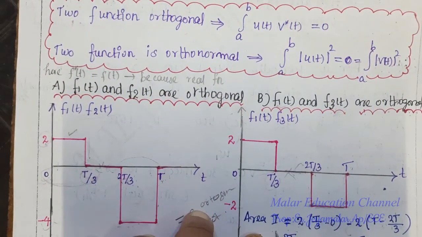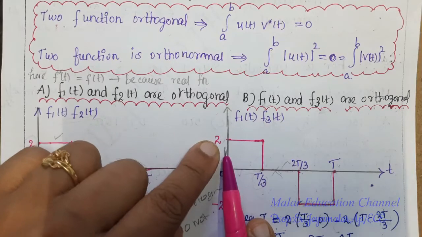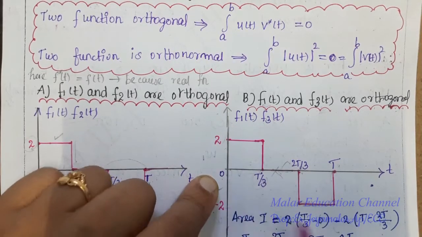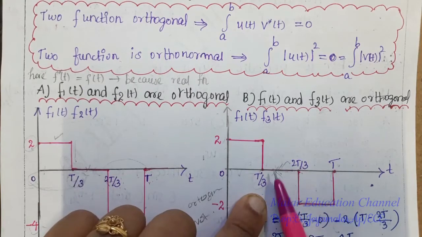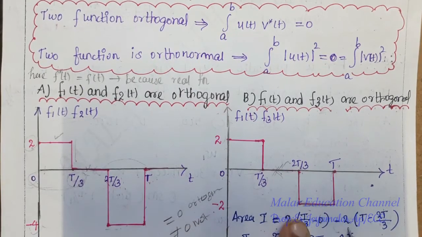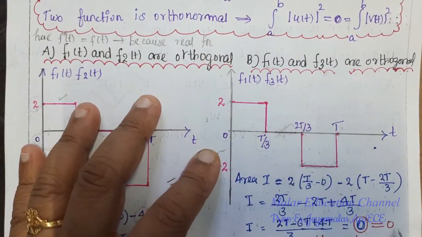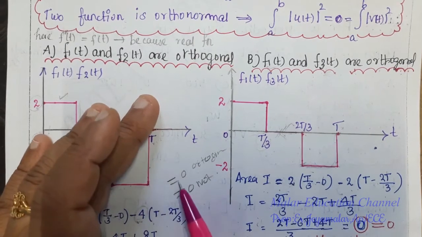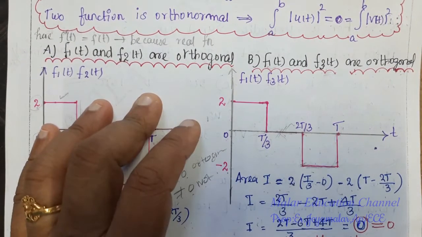Now find the value of area. That's I equal to 2. Amplitude is 2, isn't it? Limit, upper limit minus lower limit. 2 into upper limit t by 3 minus 0. Here the amplitude is 0, so leave it. And here the amplitude is minus 2 into upper limit t minus 2t by 3. Ordinary simplifications. We received the answer as 0. We know equal to 0 means orthogonal. Not equal to 0 means not orthogonal. Okay, this is orthogonal.